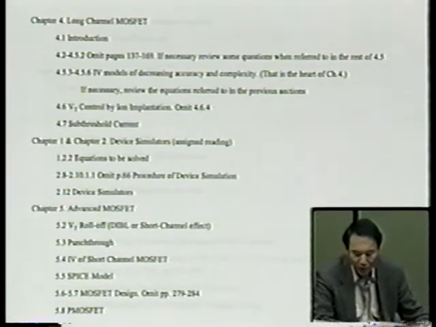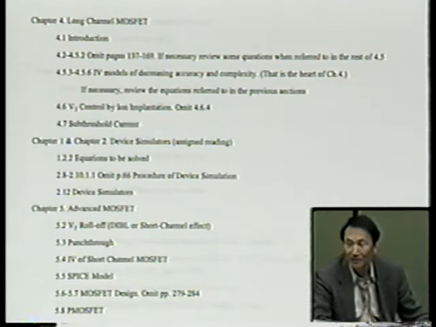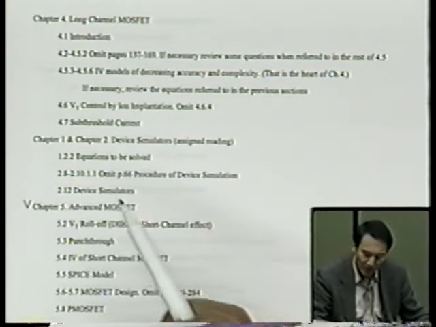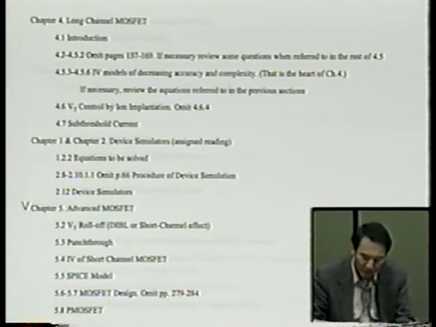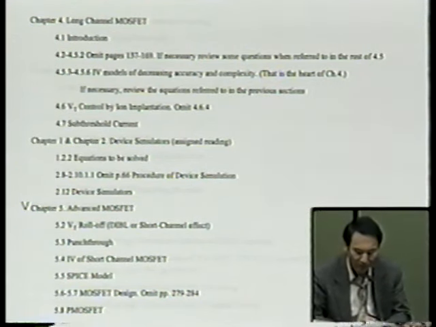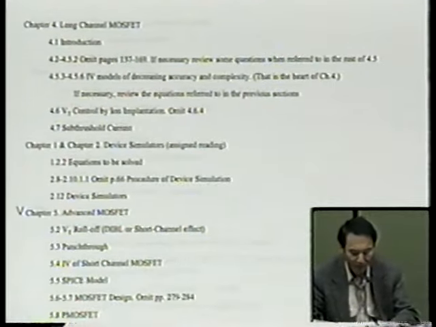In some sense, chapter 5 is the core of this course. This course is about advanced MOSFET, so this is going to be a very important chapter, right? We're going to be talking about the short channel effect, talking about more accurate models of the transistor IV, and so quite a few topics we're going to talk about in chapter 5.